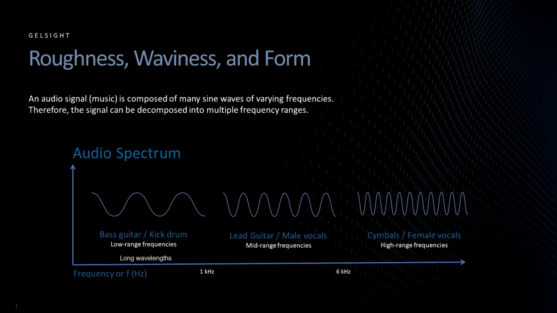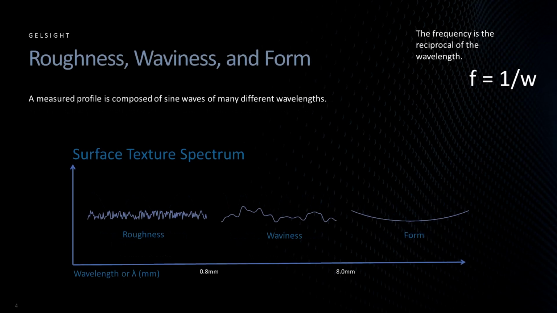The analysis process in surface metrology obviously doesn't have anything to do with music and audio signals, but the concepts are quite similar. In our case, the input is not an audio signal acquired by a microphone, but the measured profile acquired by a GelSight system. This measured profile could also be acquired by a contact stylus profilometer, or an optical system, or by some other method. In surface texture analysis, we separate the wavelength spectrum into 3 elements or wavelength regions: roughness, waviness, and form.